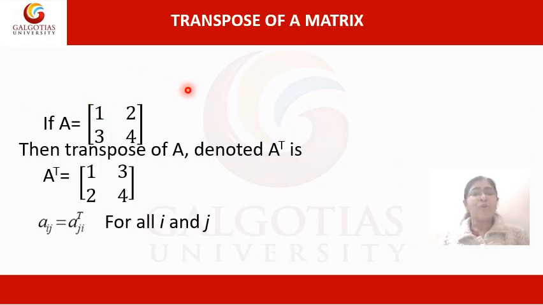Next is transpose of a matrix. If A has entries 1, 2, 3, 4, then the transpose of A is denoted by A transpose, and A transpose means rows get changed into columns. So if this is the row, it now becomes a column. This is the row, it now becomes a column. So Aij is equal to Aji for all i and j.